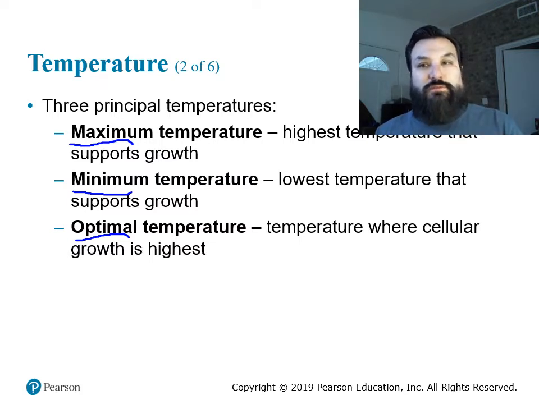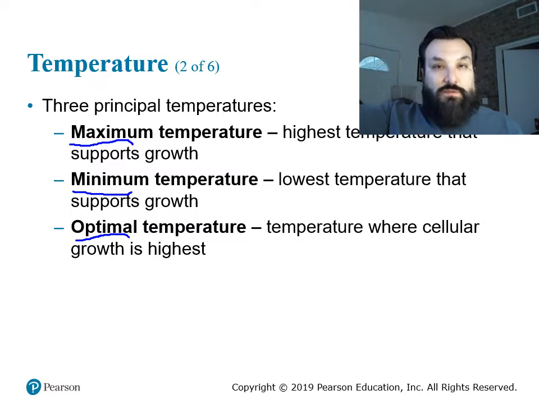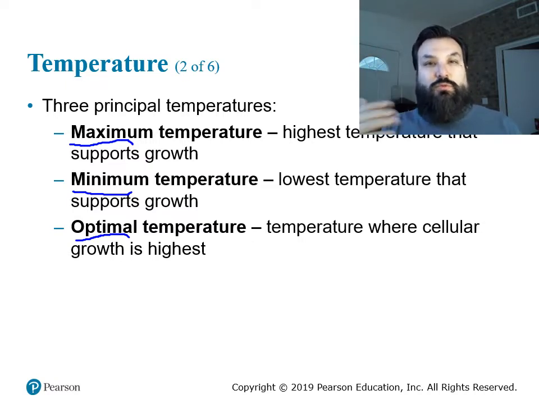So we have to be specific. Which organism are you talking about? That's going to depend, right? Depending on the species, they will have a different maximum temperature. The minimum temperature is the lowest temperature that can still support the growth of that organism. Again, it just depends on what species you're talking about.